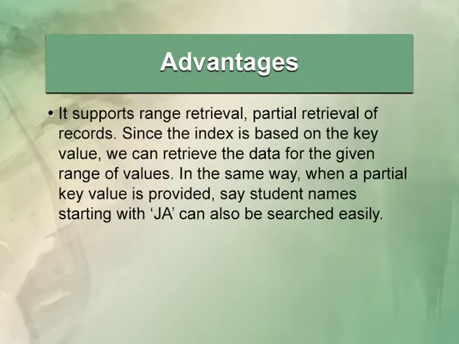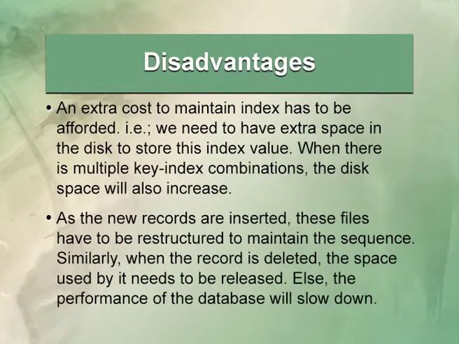It also supports range retrieval and partial retrieval of records. Since the index is based on the key value, we can retrieve the data for a given range of values. Suppose you are trying to identify 612 to 625, you can specify the range also, not only the key value. The disadvantage is that additionally you are maintaining the index file. An extra cost to maintain the index has to be afforded. As new records are inserted, these files have to be restructured to maintain the sequence, and for that reason we are once again using that overflow block.